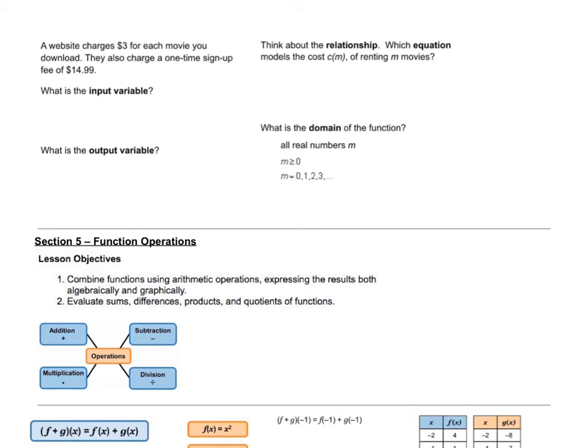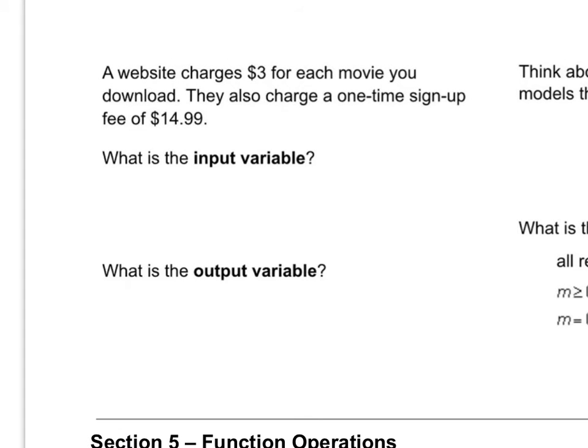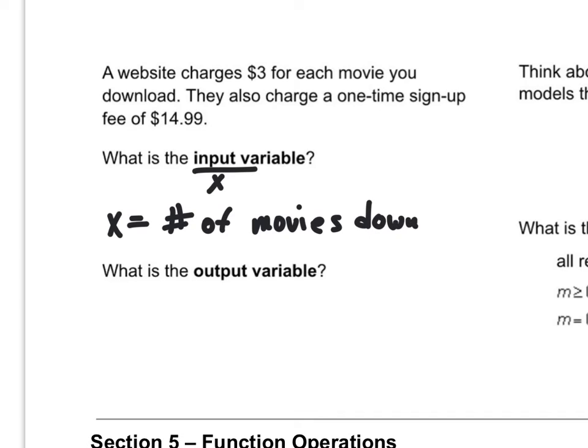So I'm going to say x. Okay, your input variable, also called your x variable, you can call it whatever you want. You don't have to call it x, but we'll call it x. X is equal to the number of movies you download. Movies downloaded. The next thing you'd say is, what is the output variable? We'll call it C of x. Okay? And what does that mean?